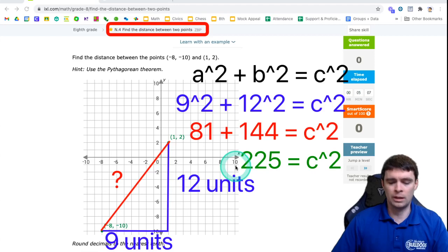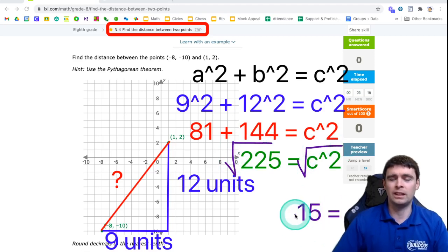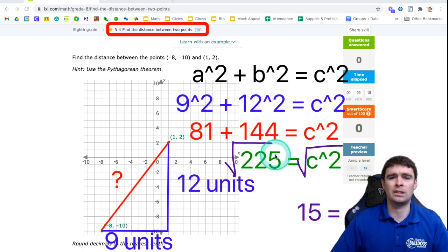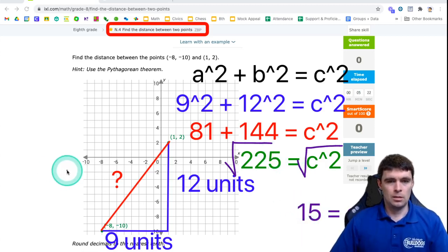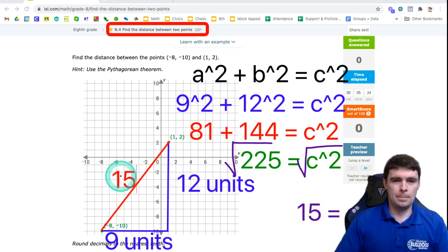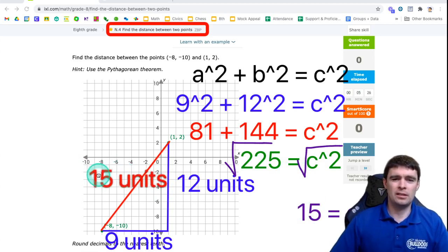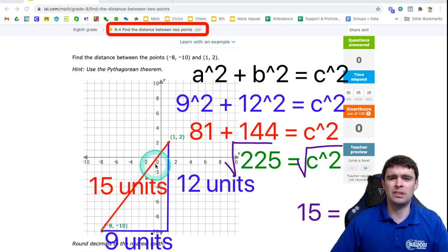I take the square root at the end, we'll put that in purple. And when I take that square root from both sides, that tells me that c must be equal to 15. 15 times 15 is what makes that 225. And there I'm just double checking. Yeah, 15 units seems pretty reasonable for the longest side of this triangle we created on our own, if it's 12 tall and 9 wide.